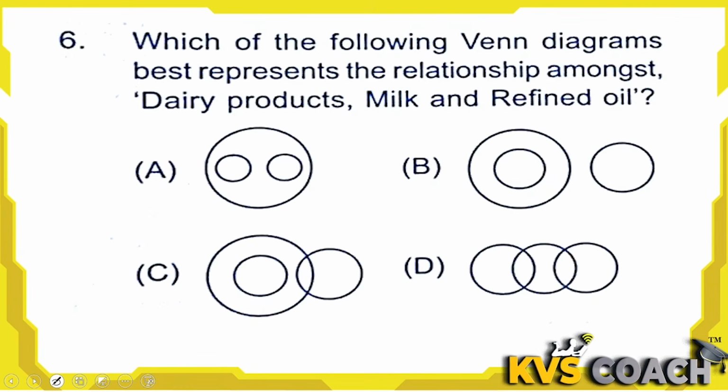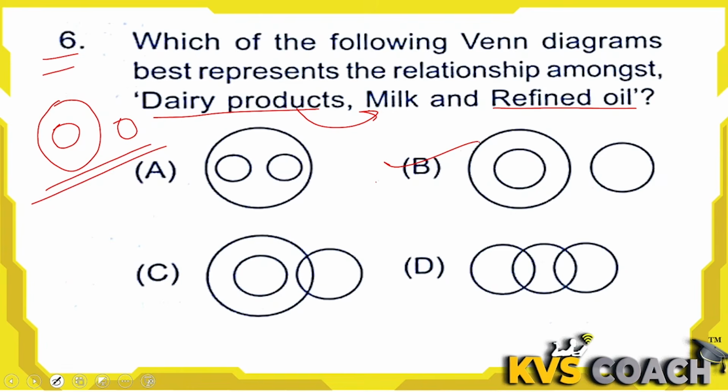Okay, next question is, which of the following Venn diagrams best represents the relationship among dairy products, milk and refined oil? Look, milk belongs to dairy products. It is part of dairy products. It means dairy product is the big category and milk is part of it. But refined oil does not belong to dairy products. This is basically oil extracted mainly from plants. So refined oil does not belong to it. It means it is different. So the diagram will be like this. Option B is the right answer here.